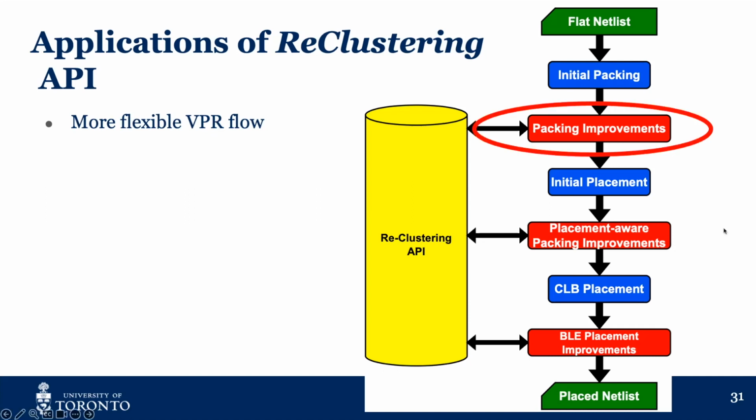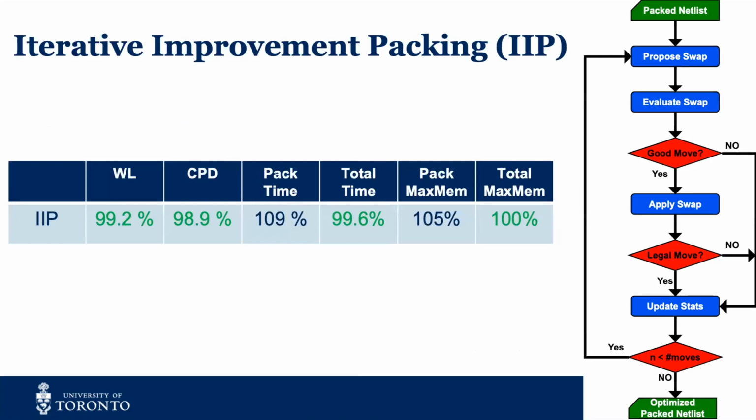To test the reliability of the reclustering API, we implemented the first use case, which is packing improvement. So we used the flowchart on the right to spend some runtime budget that the user can give us after the initial packing is done, trying to further optimize the packed netlist by proposing a swap between some primitives, evaluating it, and then if it's a good move, applying it using one of the interfaces of the reclustering API.